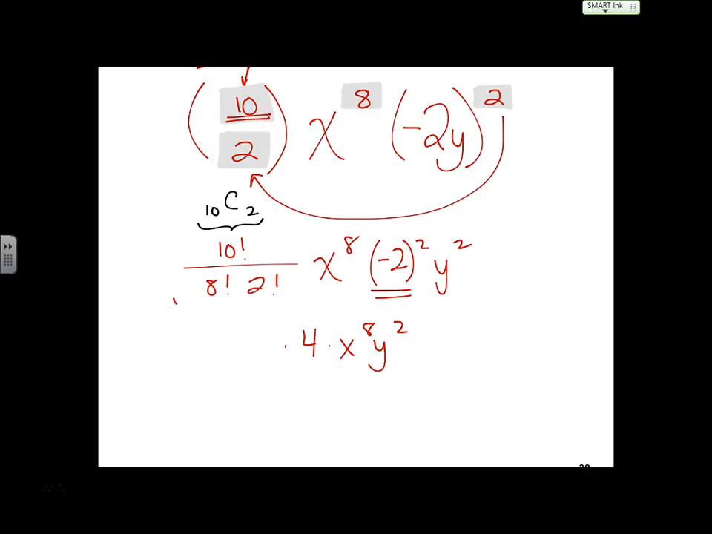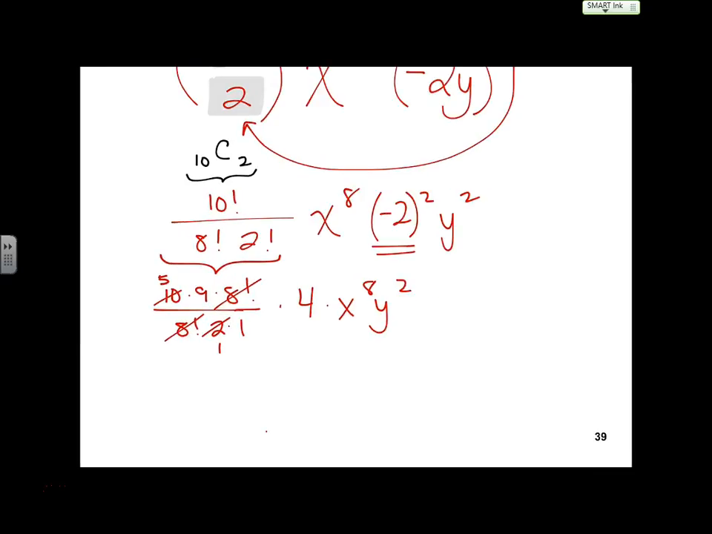If we were to do it by hand, just because we have practiced factorials, couldn't we do 10 times 9 times 8 factorial? You guys finish it off. So 90 divided by 2, 45. Because 8 factorial is reduced, and some of you were talking about the 2, and you could do 90 divided by 2, or you could reduce the 2 and the 10 to be 1 and 5. 5 times 9 is 45. 45 times 4? 180. x to the 8th y squared.